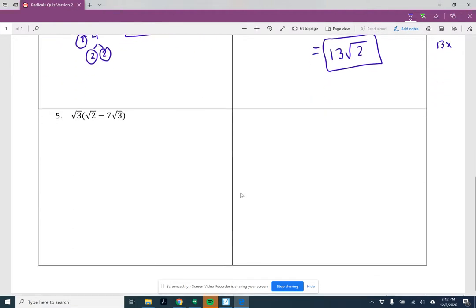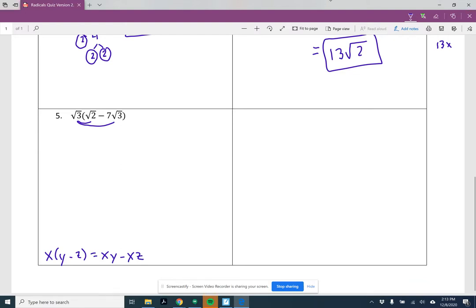Okay, fifth problem. Again, there were two different versions of the quiz. So if you didn't have this version, you had one that had a 5 here. The idea is the same. Answer changes just a little bit. So square root of 3 doesn't simplify, square root of 2 doesn't simplify. So we're going to start by just distributing. We're going to multiply each of these pieces inside the parentheses by the square root of 3. It's like doing x times y minus z and making it x times y minus x times z, distributive property.